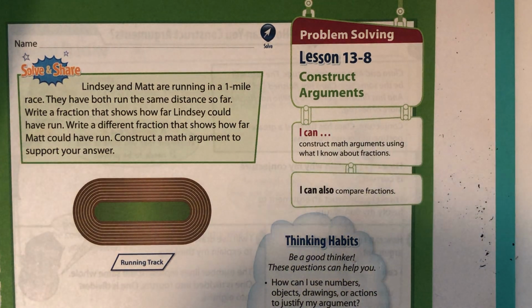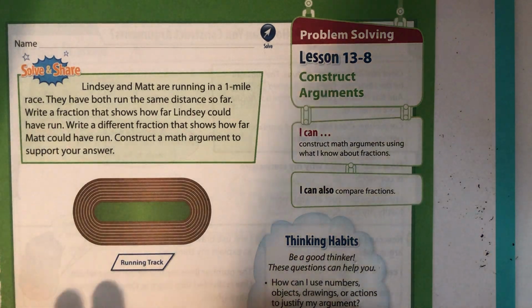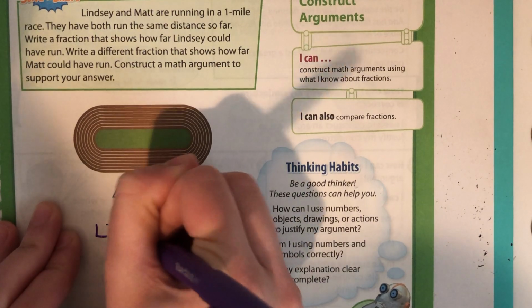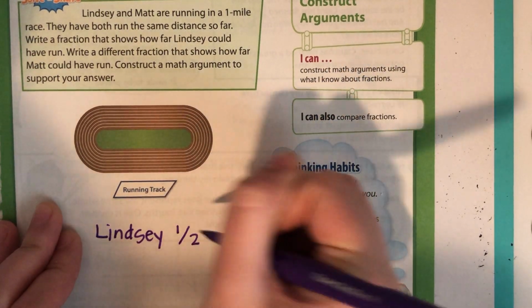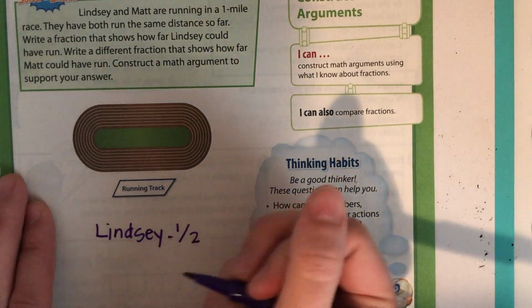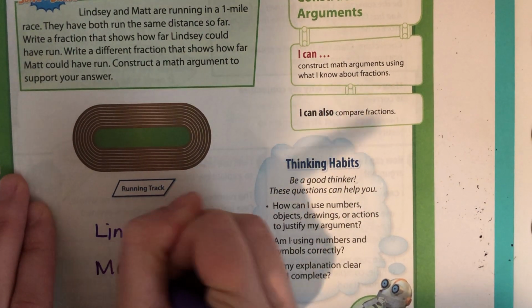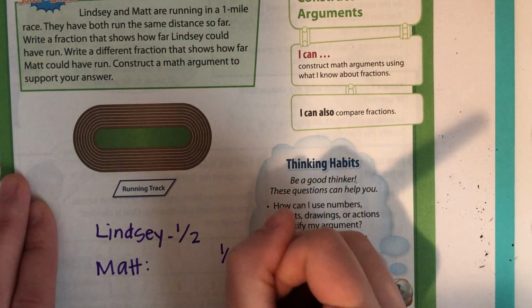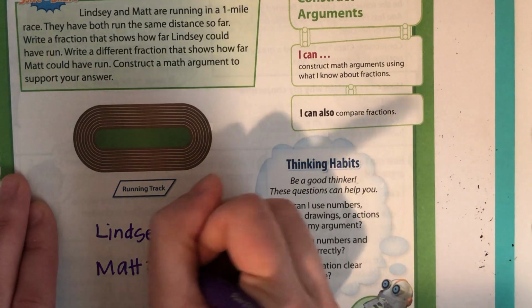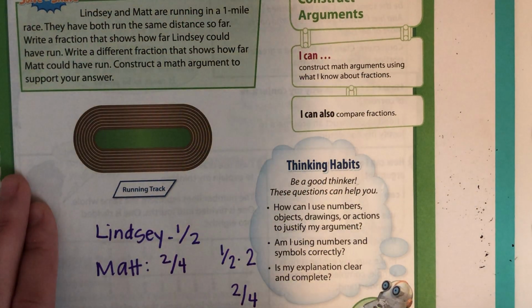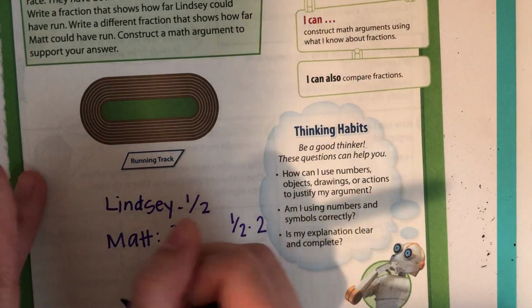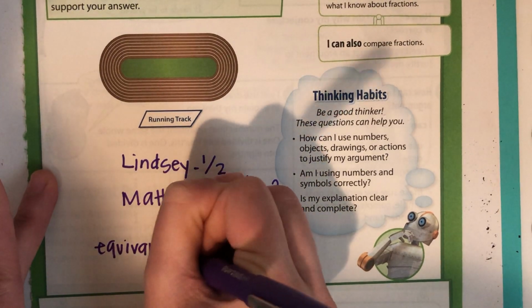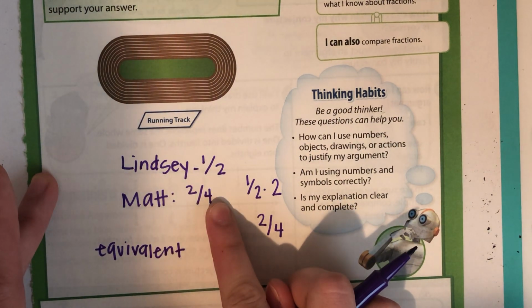We're running track, okay? So we could have said that Lindsay has run 1/2 of it, okay? Matt, we could take 1/2 and times it by 2, getting 2/4. 2/4 is what he has ran. They are equivalent fractions, meaning they are the same thing, okay?